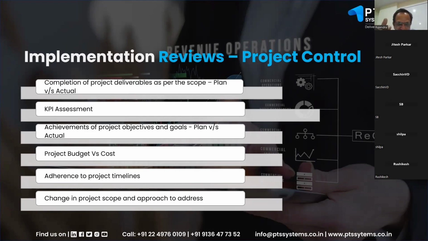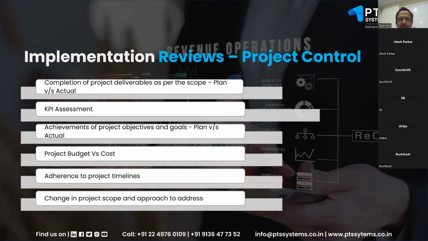Then KPI assessment: the KPIs we discussed in the previous slide, what is the outcome against each KPI needs to be discussed. Then achievement of project objectives and goals. In the first slide, we talked about the objectives and the goals. Are we reaching towards those goals? Are we reaching towards those objectives?